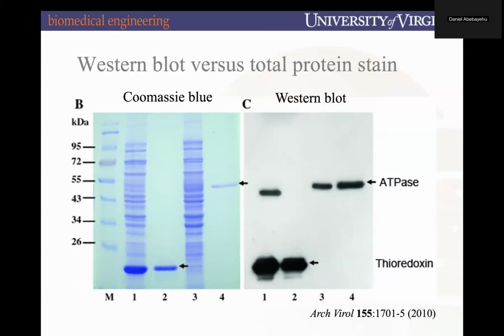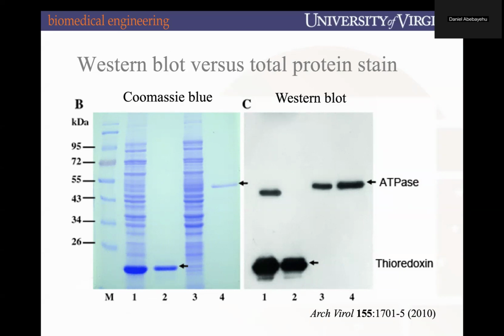So we talked about total protein in the first set of slides, where Coomassie blue and lanes 1 and 3 are a mixture of proteins from some sort of biological sample. And you're able to stain for all of the proteins that way. Lane 2 is a purified sample where there's only one specific protein.